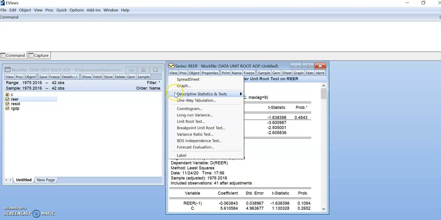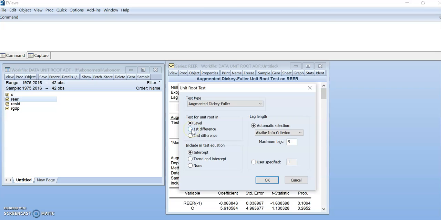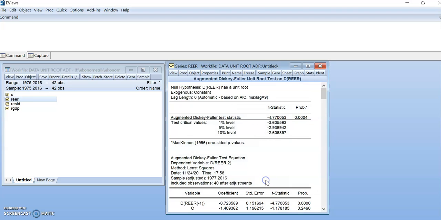Now we go again to unit root test, click on unit root test, then you change to first difference. Maintain all other information, then you click OK. Now as you can see here, the probability value is less than 5%. This is a good indicator to say that at first difference level, the REER variable is stationary.